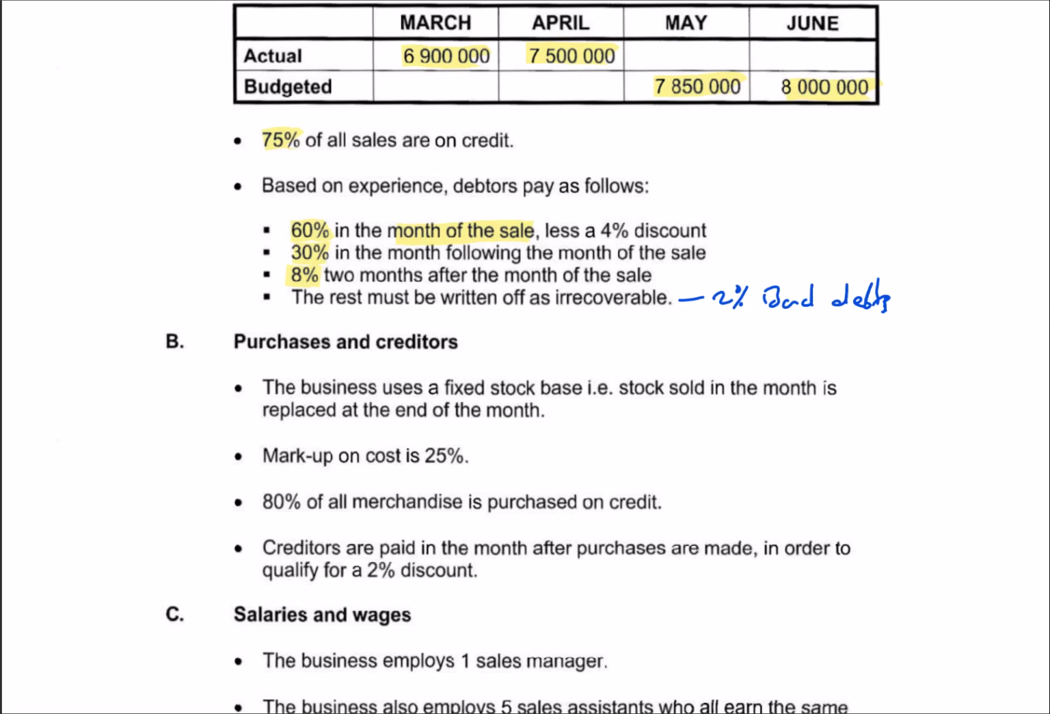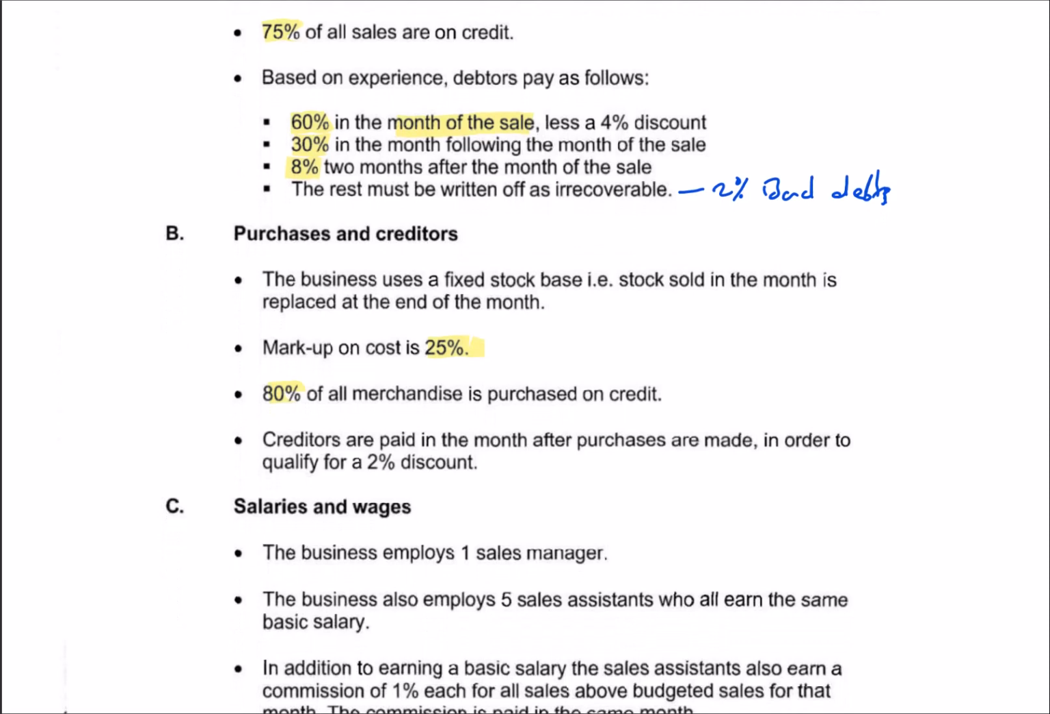Right. Markup on cost is 25%. This is very important to calculate the purchases of stock. 80% of all merchandise is purchased on credit. That means if you're going to replace the stock that you sold, 80% of whatever you buy is going to be on credit. Then 20% is cash. This becomes very important when calculating other places.